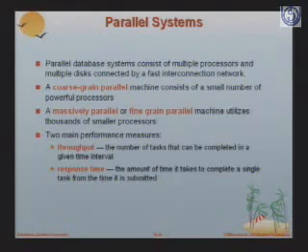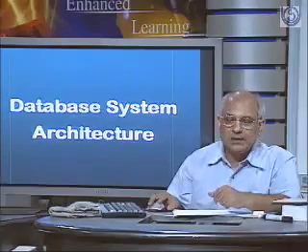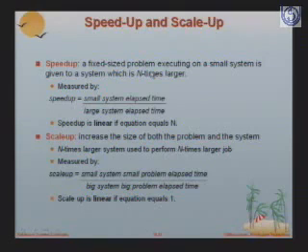Two main performance measures are throughput, which we discussed as part of computer networks, and response time. What is throughput here? The number of tasks that can be completed in a given time interval, the number of transactions you can process in a given time; in computer network parlance, the number of packets you can send. Response time is the amount of time it takes to complete a single task from the time it is submitted. Speed up and scale up are the two important measures of the performance of your parallel system.